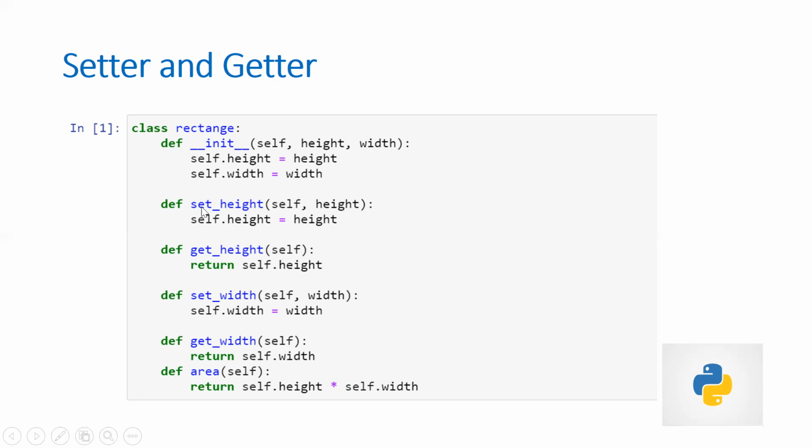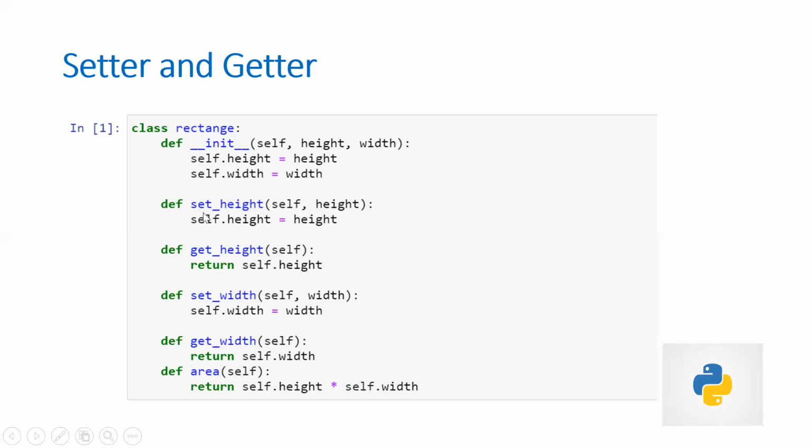The purpose of this function is to set some value. So I write self.height equals height. As usual, this is also done in the constructor, while we initialize the object attributes. So the purpose of this set height is just to assign the value.